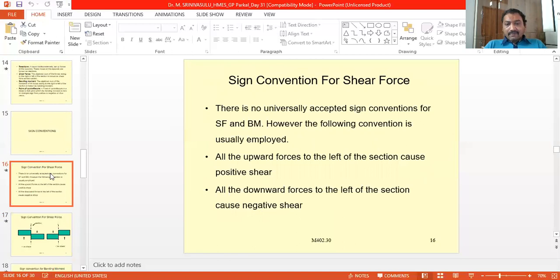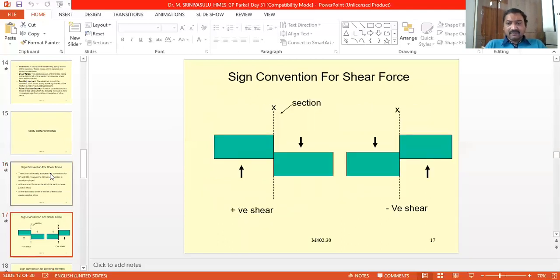all downward forces acting to the left of the section cause negative shear. So this is the downward force acting to the left of the section. So a downward force acting to the left of the section will cause the negative shear.